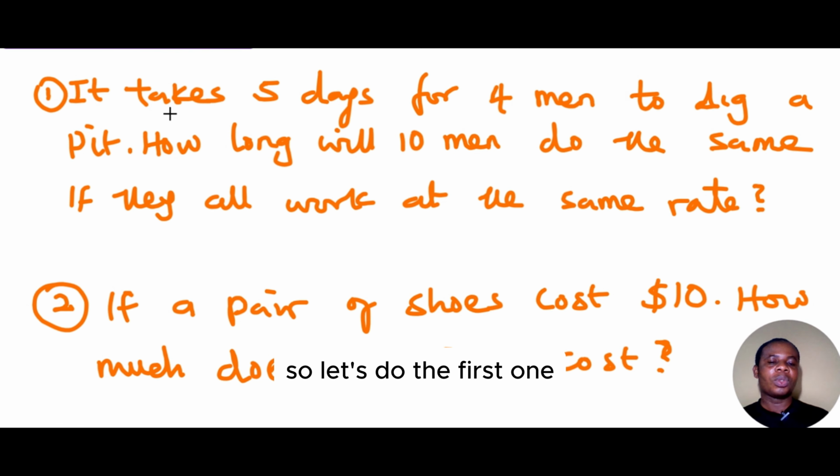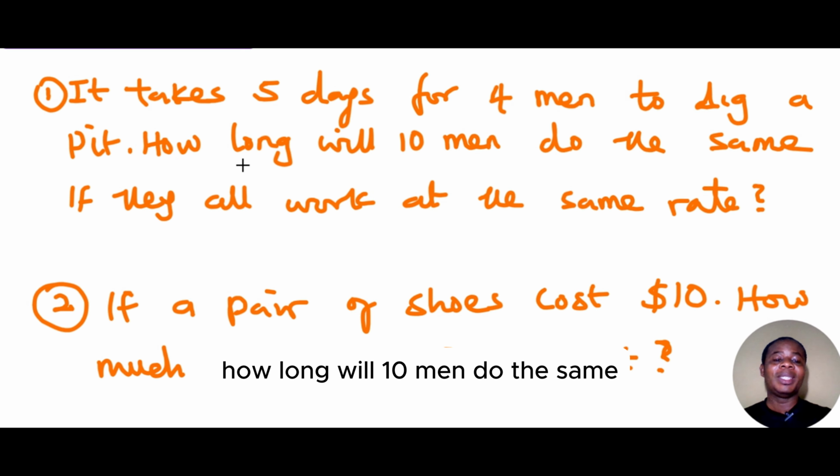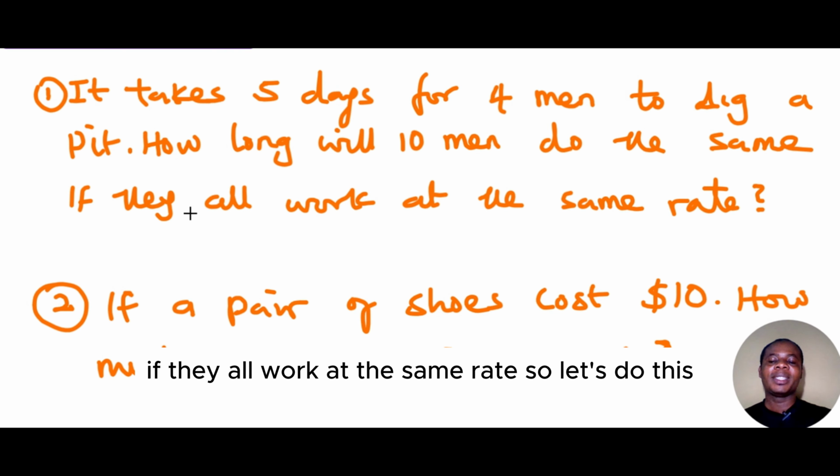So let's do the first one to know if it's direct proportion or indirect proportion. It says it takes 5 days for 4 men to dig a pit. How long will 10 men do the same if they all work at the same rate? So let's do this. Solution.